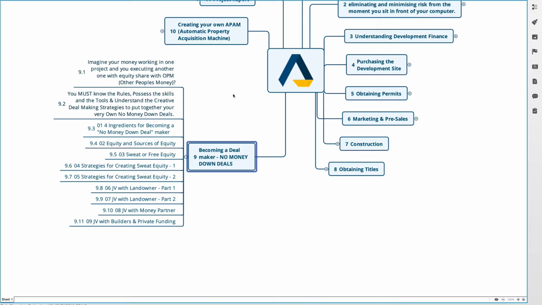So imagine your money working in one project and you're executing another one for an equity share or with other people's money. You must know the rules, possess the skills and the tools, and understand the creative deal-making strategies to put together your very own no money down deals. So in the first module, we talk about ingredients of becoming a no money down deal maker, the equity and sources of equity, the sweat equity and the free equity, strategies for creating sweat equity, the joint ventures with landowners and the joint ventures with money partners and the joint ventures with builders and private funding.